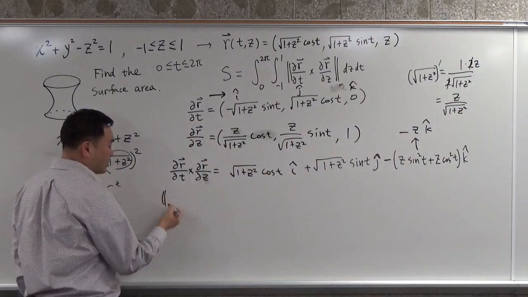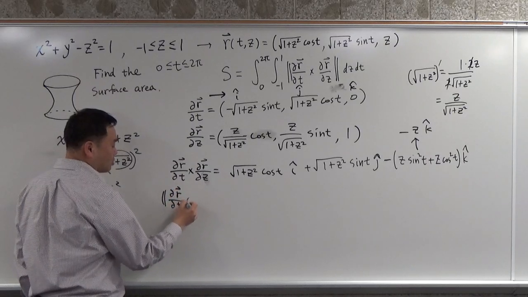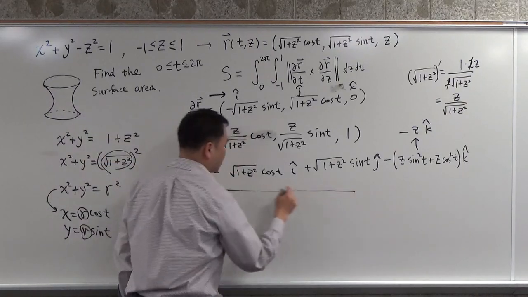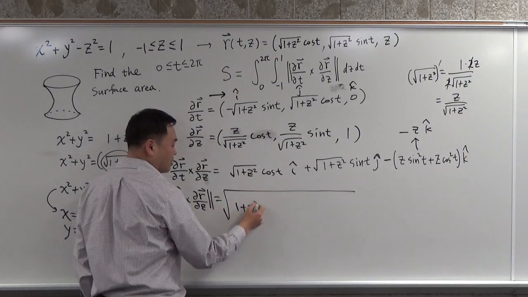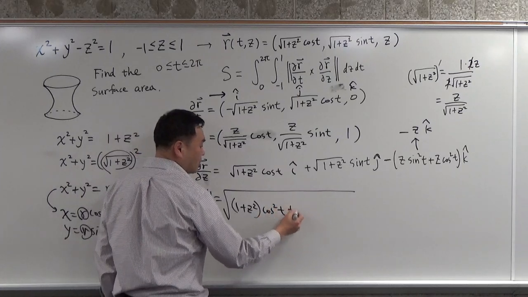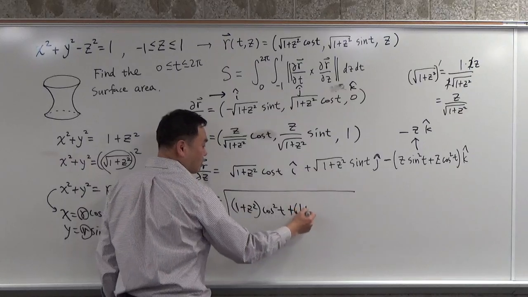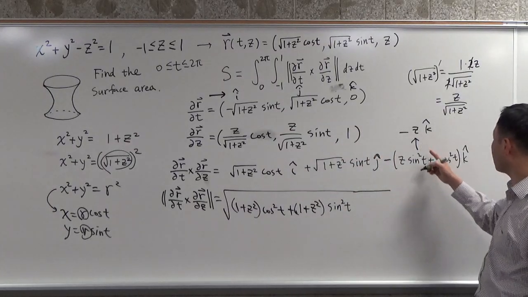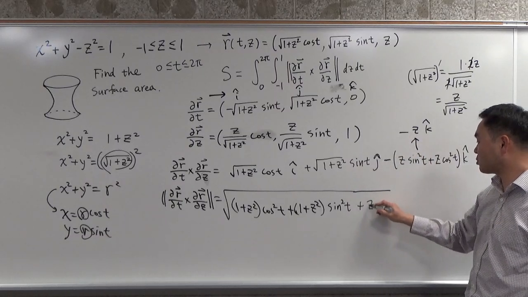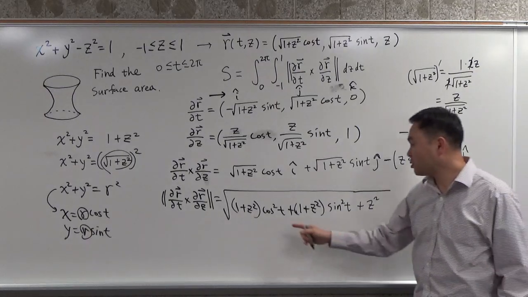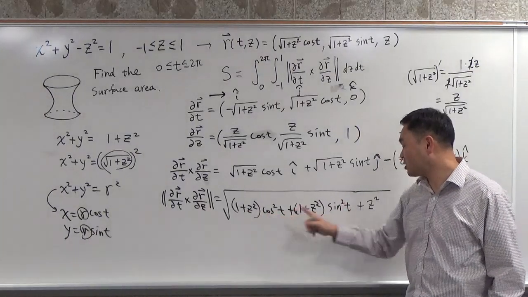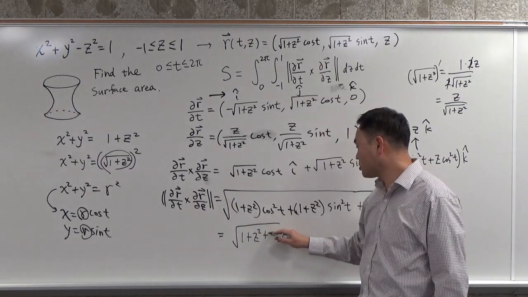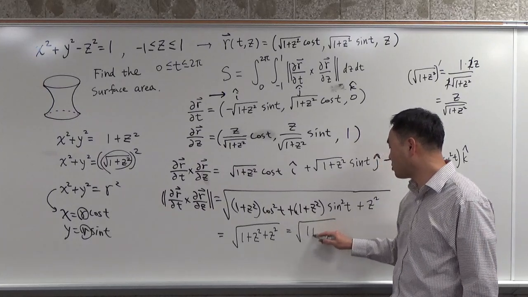And therefore, when you take the norm, which means you have to take the squares of each component and put it inside the square root, this will be square root of the square of this thing, so 1 plus z squared times cosine squared t. Then squaring the square root gets rid of the square root, so you get sine squared of t, and then finally you have negative z squared, which is positive z squared. The negative squares to a positive. And notice again, if you factor the 1 plus z squared out, cosine squared plus sine squared is 1. So this simplifies to square root of 1 plus z squared plus z squared, which is square root of 1 plus 2z squared.